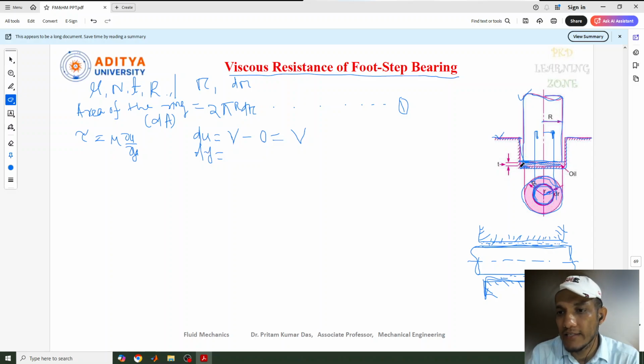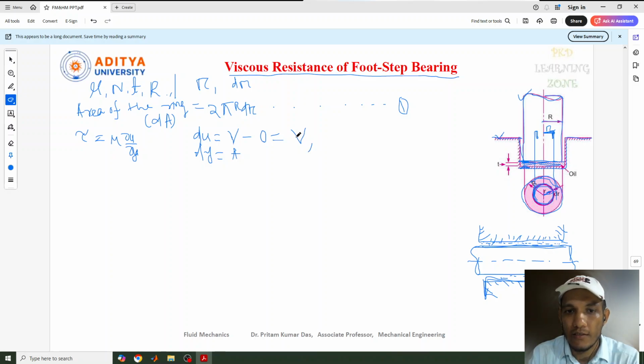And dy is the change in height or change in thickness. In this case, it is the distance between the shaft and the bearing, with a thickness of t, because t is also the oil film thickness. So in place of dy we can write t. And this v is the tangential velocity for this elemental ring, which is situated at a distance of r.